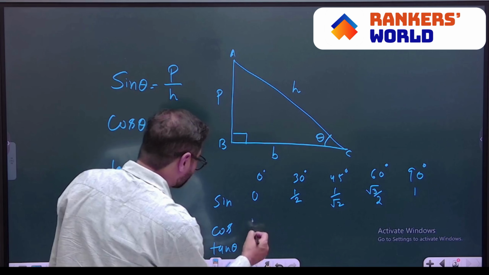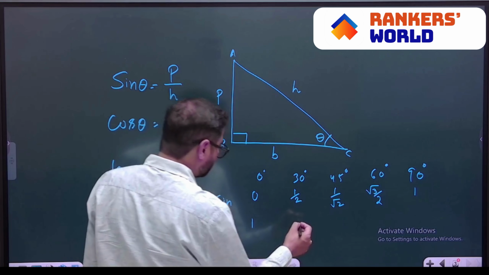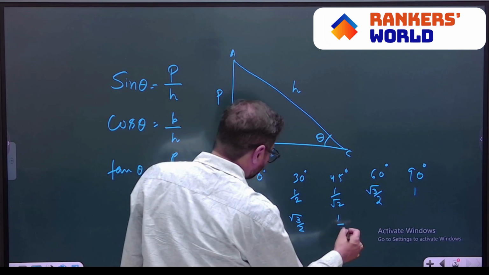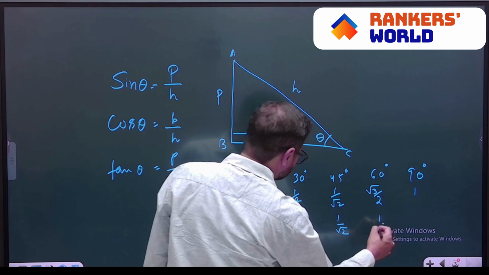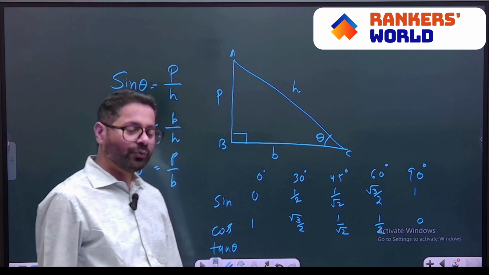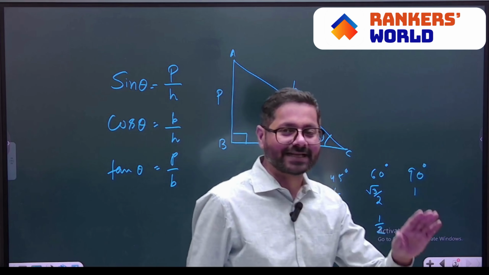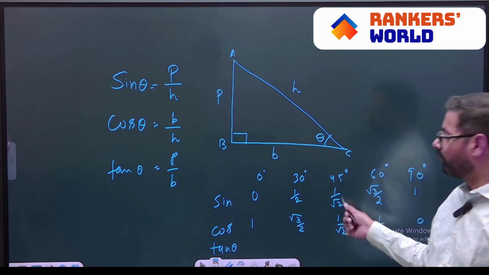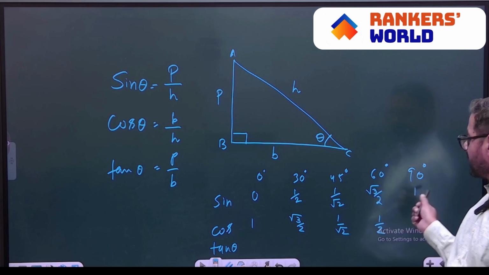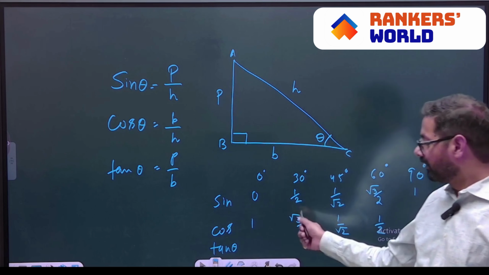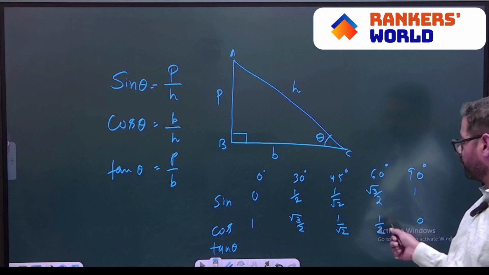Cos happens like this. Cos 0 is 1. Cos 30 is root 3 by 2. Cos 45 is 1 by root 2. Cos 60 is 1 by 2. Cos 90 is going to be 0. So we say, okay, the way you carried sine, you do the reverse of it. Look at it: sine is 0, 1 by 2, 1 by root 2, root 3 by 2 and 1. Now for cos you do differently: 1, root 3 by 2, 1 by root 2, 1 by 2 and 0.